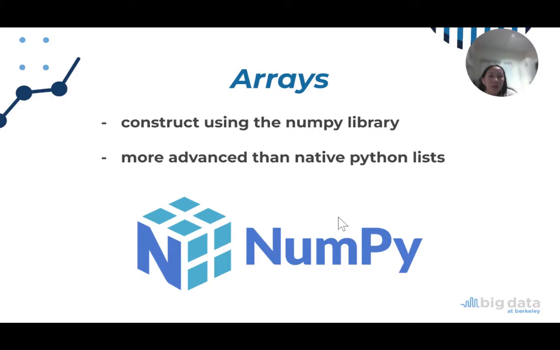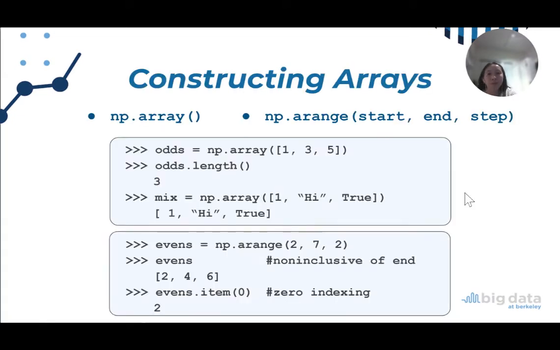In comparison, we have arrays, which are pretty similar in concept, but if we apply functions to them, they act a little bit differently. So arrays are constructed from the NumPy Python library, which is more advanced than native Python lists. And we typically import NumPy so we can get these more advanced functions. So how do we make arrays?